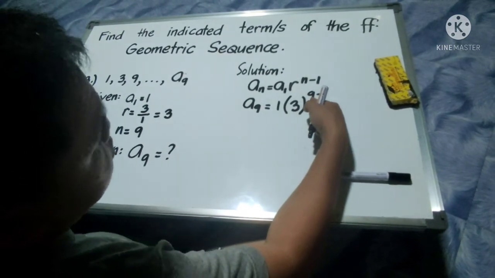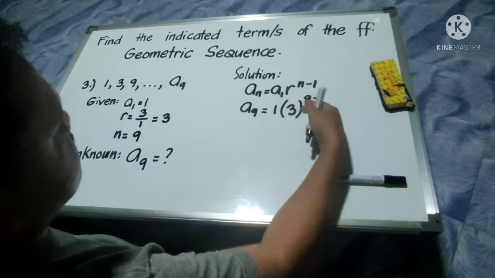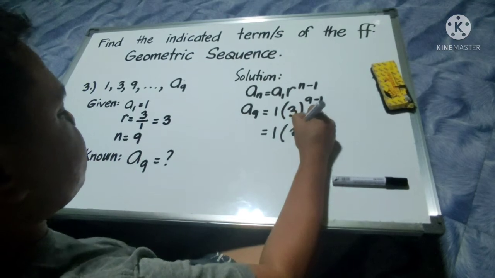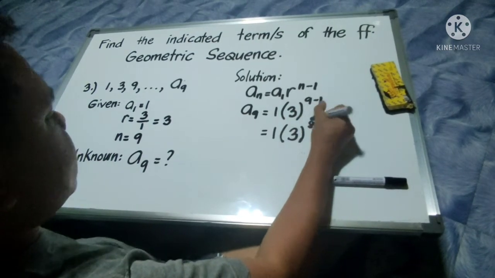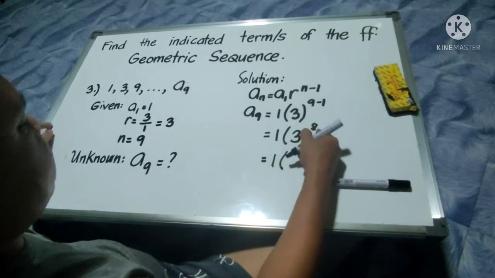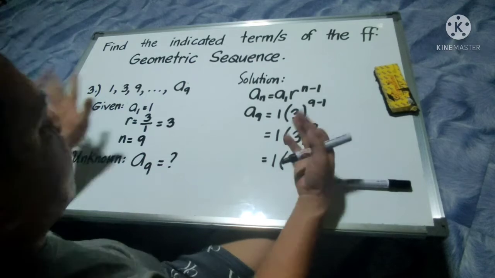So it should be written small on the upper right side of 3 to denote that it's an exponent. So you continue: 1 times 3 to the exponent of 8. Let us simplify first 3 to the exponent of 8. So 3 will be multiplied by itself 8 times.